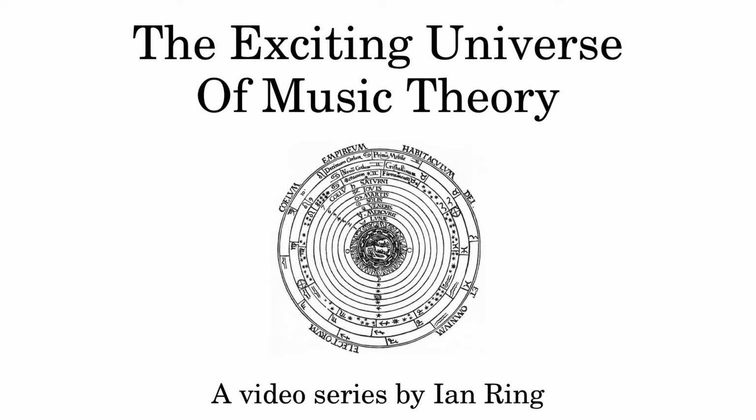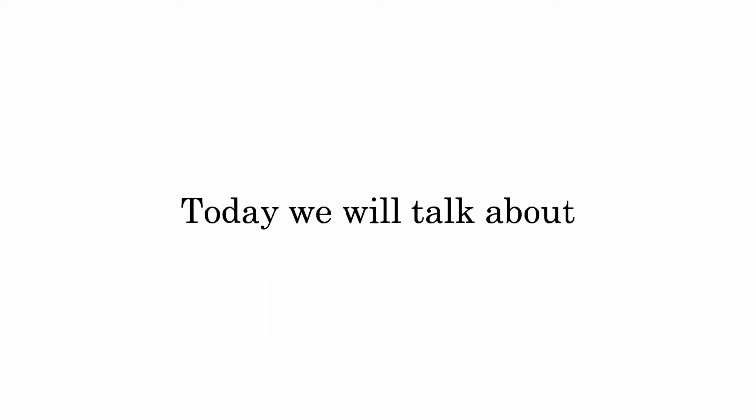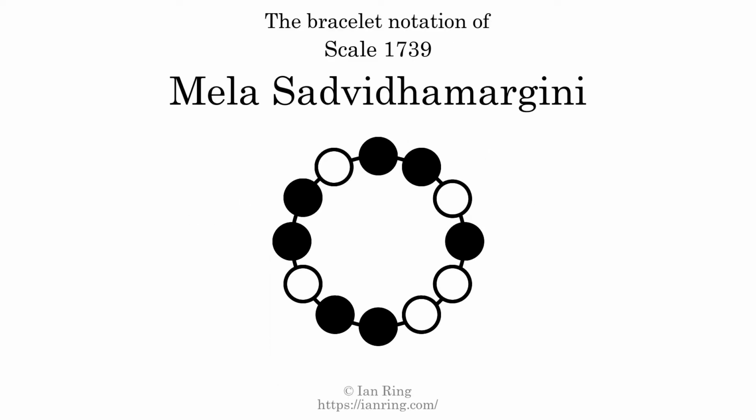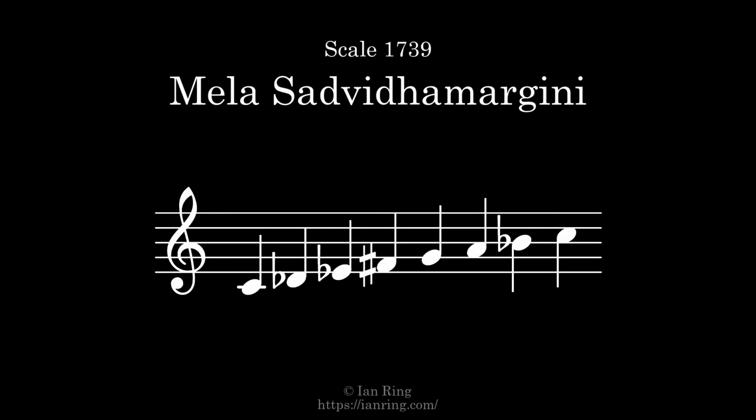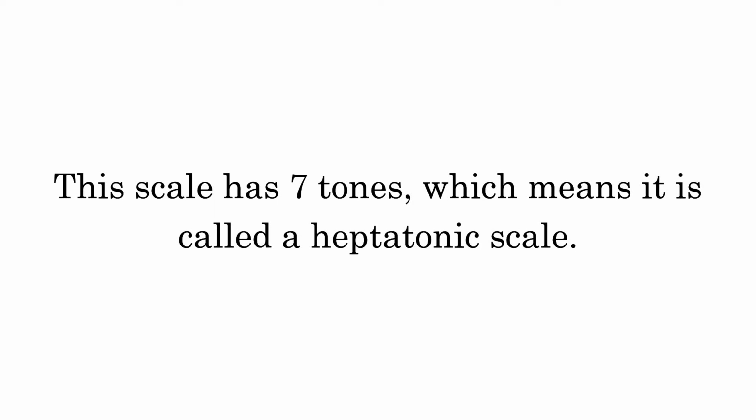Welcome to the exciting universe of music theory. Are you ready to learn? Then let's begin. Today we will talk about Scale 1739, Mela Sadvidhamargini, which sounds like this. This scale has 7 tones, which means it is called a heptatonic scale.